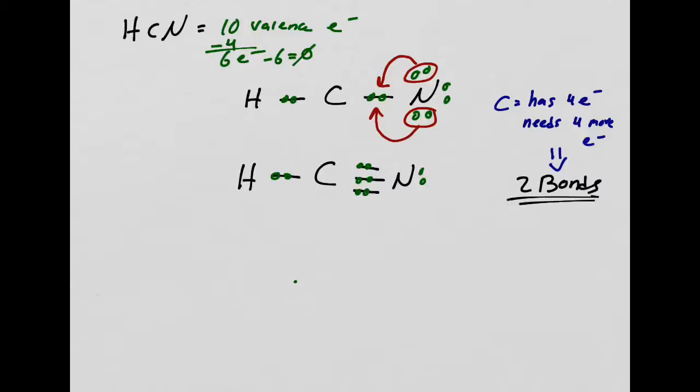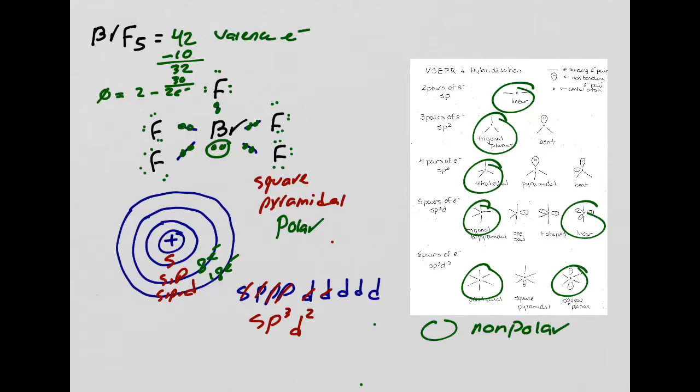Carbon has 1, 2, 3, 4, 5, 6, 7, 8. Carbon happy. Hydrogen happy. Nitrogen has 1, 2, 3, 4, 5, 6, 7, 8. Nitrogen happy. What is my geometry? My geometry is linear. So when you have a double bond and triple bond, that's not going to affect the geometry over here. It does affect the bond length, but it's not going to affect these geometries.